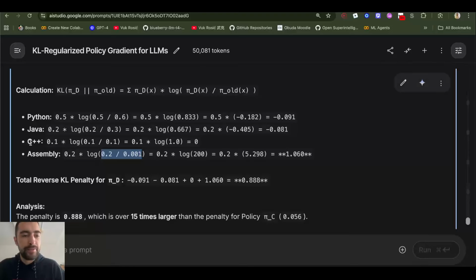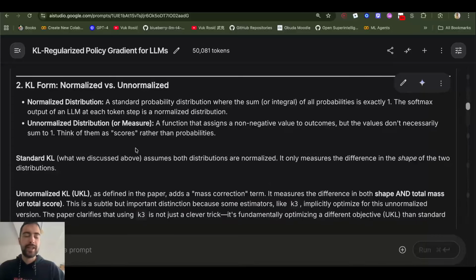Even here, if C++ suddenly went to 0.8 and it was 0.1 previously, this will also be a big number, log of 8, which will still be a big number here. So small probabilities, even 10%, if you increase them by a lot, will cause a lot of divergence. So that's how forward and reverse KL divergence work.